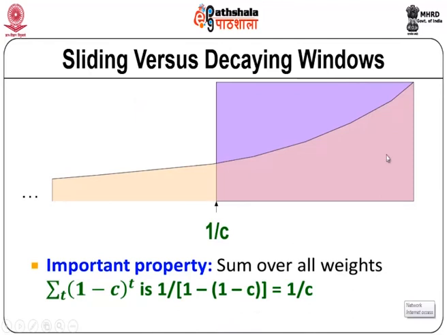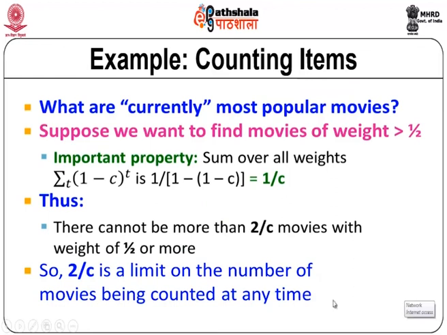So the sliding window that is displayed in this diagram looks like this, and the size of the window reduces in an exponential way, and the window with which you are going to look at the data also keeps reducing. So one important property of this sliding versus decaying window is, in decaying window the sum over all the weights will be equal to 1 divided by c, where c is the count which has been calculated earlier.